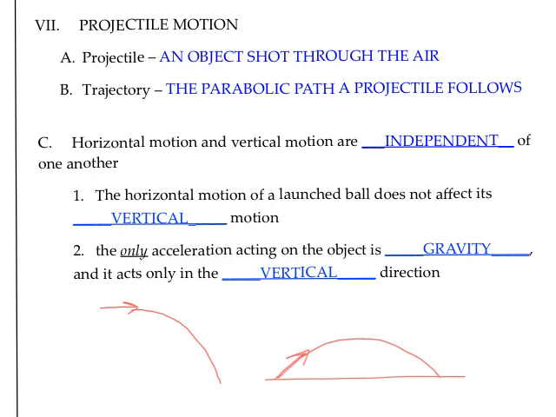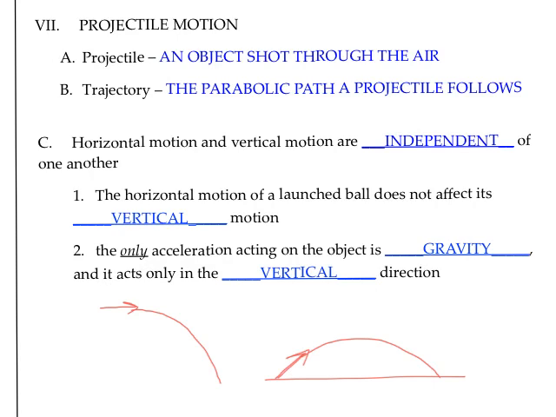are called a trajectory. For each of these types of motion, horizontal and vertical motion are going to be independent of one another. So that means that the horizontal motion of a launched ball does not affect its vertical motion. So even if I launch something forward, it's still going to continue to move in a forward direction, even though it's falling as it goes on that path.